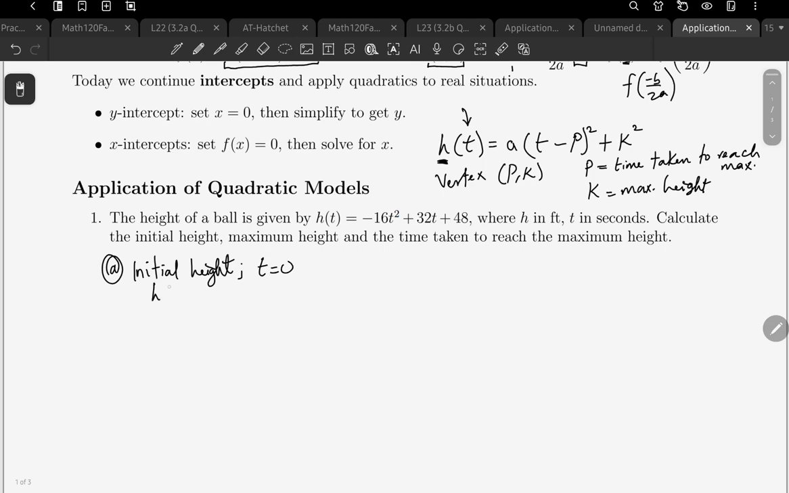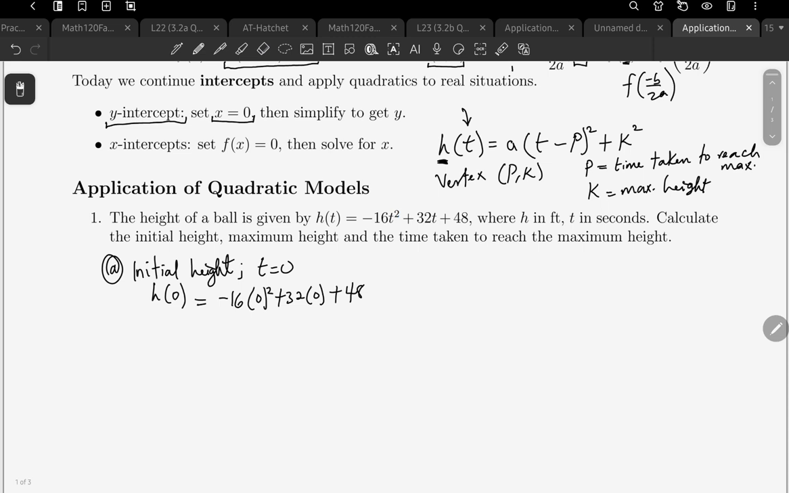And that means we want to find h of 0. So anywhere you see t, you plug in 0. So that is going to be negative 16 times 0 squared plus 32 times 0 plus 48. Notice that this is also the same thing as looking for the y-intercept, because we are setting the variable x, or in this case t, equal to 0 and simplifying. So to get the initial value of the height, it is tantamount to saying find the y-intercept of the parabola of the model.